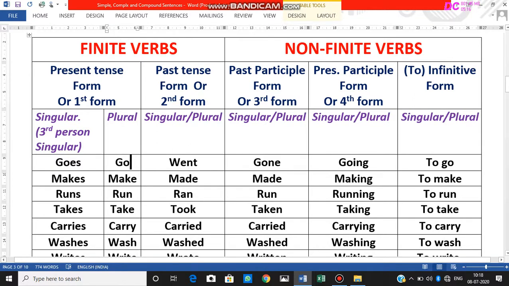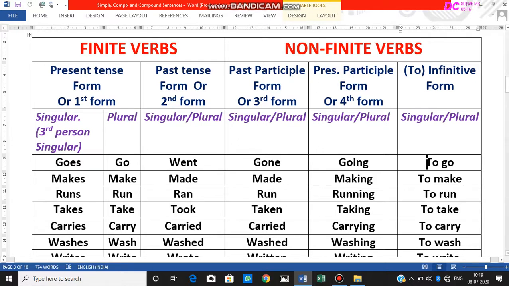In the same way, the second form of go is went. It is used for both singular and plural. The third form is gone, used for both singular and plural. Going, the ing form, is the present participle form or fourth form. And another form is to go. When a verb is used as an infinitive, it is to go. When the first form is preceded by the word to, it becomes a non-finite verb in the infinitive.